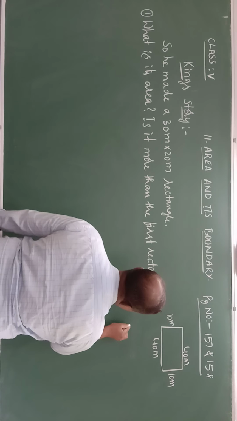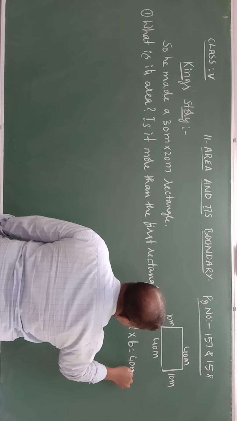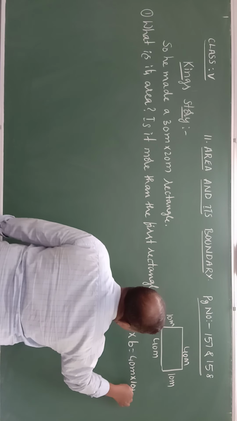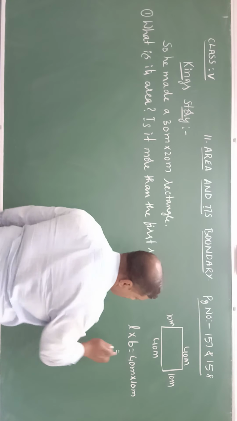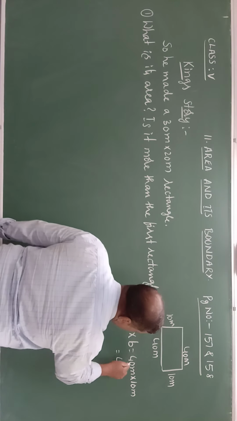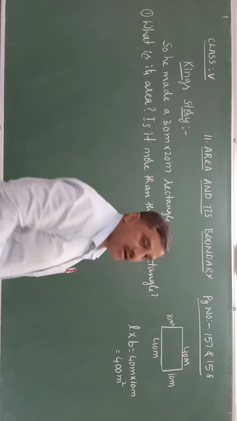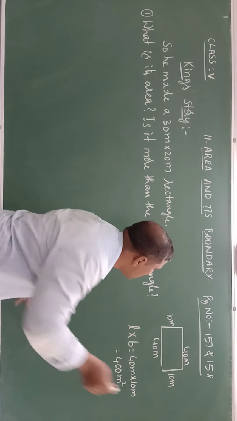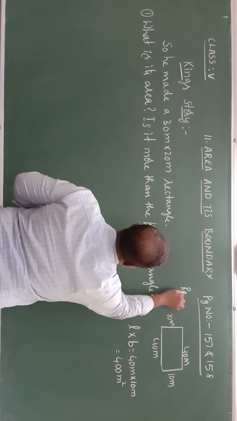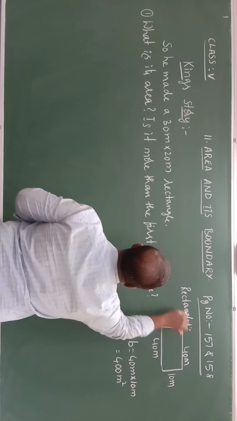Area of this rectangle equals length into breadth, that is 40 meters into 10 meters. 40 into 10, ignore the zeros, multiply 4 and 1. 4 ones are 4, and keep 2 zeros: 400 square meters is the area of the first rectangle. This is rectangle 1. What did he make?